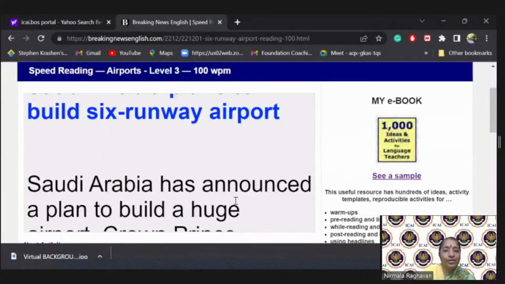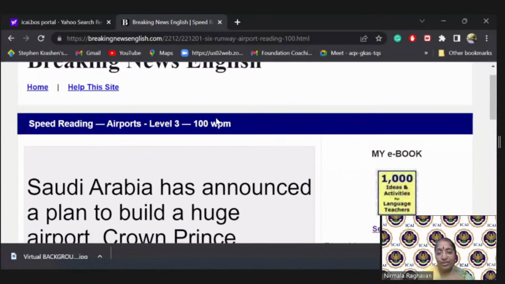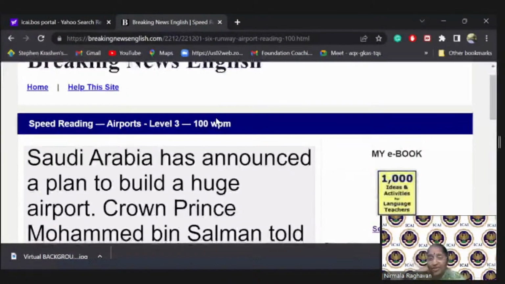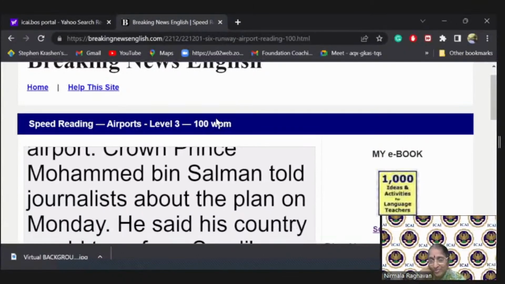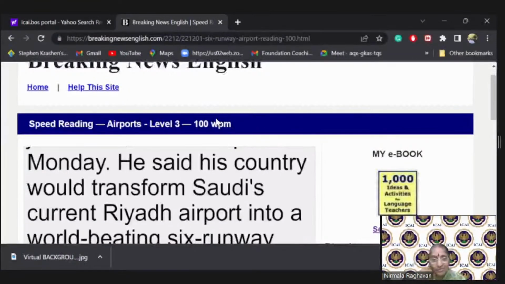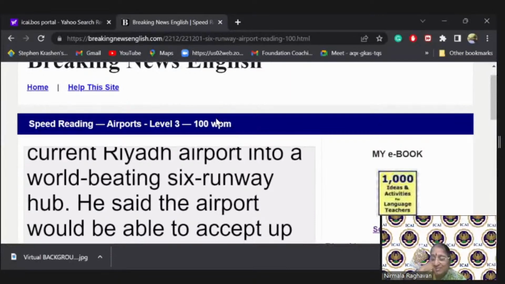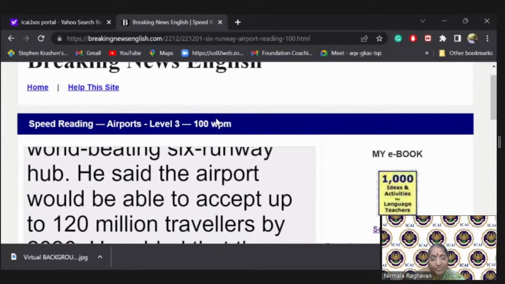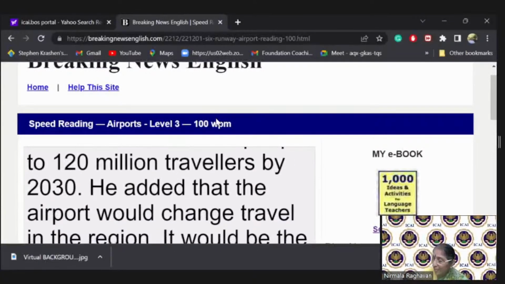Just give me a minute. So this says level 300 words per minute. Now look at this. You must be able to read it as it moves up. That is 100 words per minute. Are you reading? I hope all of you are. The moving screen to test your speed.